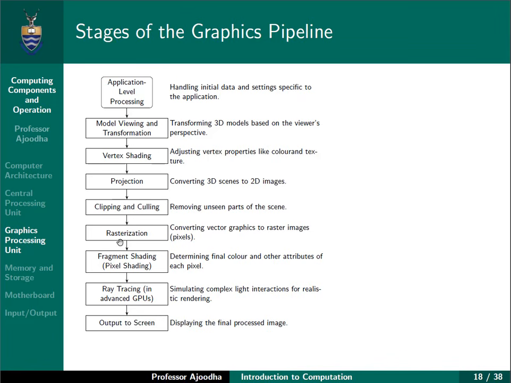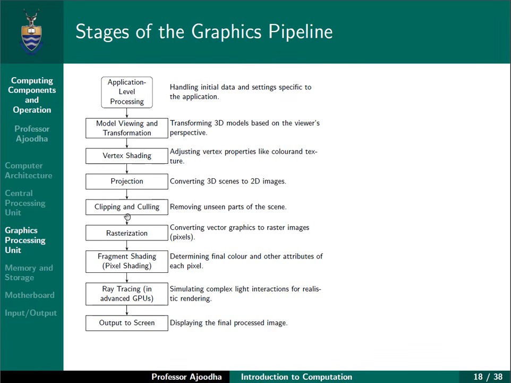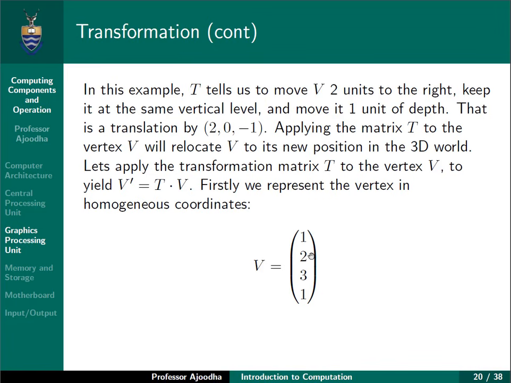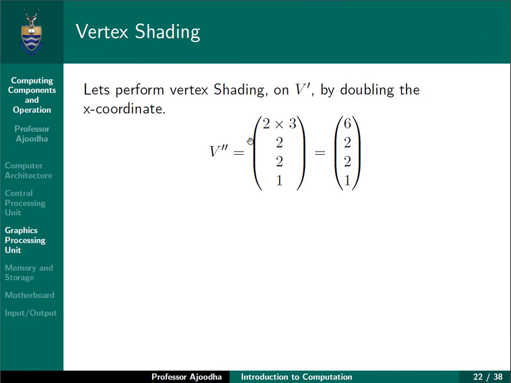And then finally we have displaying the final processed image. What I prepared for you here is, for example, the model viewing and transformation part. You can have a point in 3D space represented by V, and then you have a transformation matrix which is given to you, and you have to multiply these two things together. If you do so, then you would have completed the transformation part of the graphics pipeline. Then I had another example here for vertex shading as well.